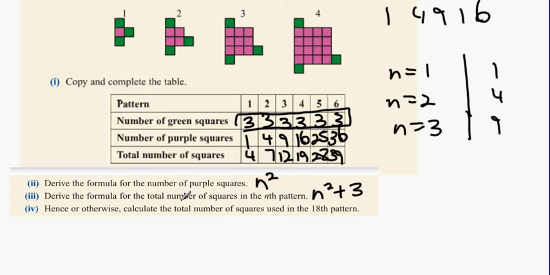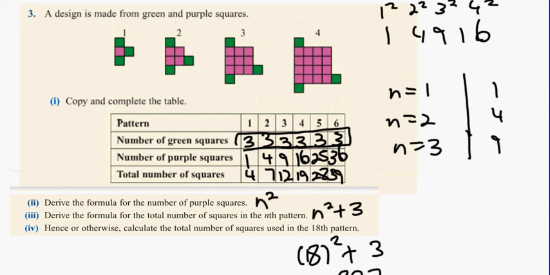Hence, calculate the total number of squares being used in the 18th pattern. Well, in the 18th pattern it's going to be 18 squared, because it's going to be 18 across and 18 up, plus 3. And 18 squared plus 3 will give us 327.